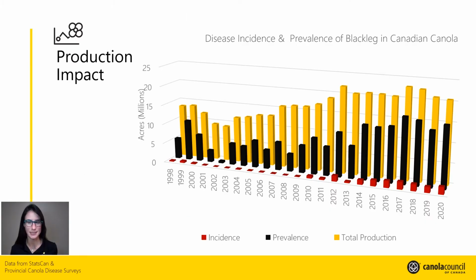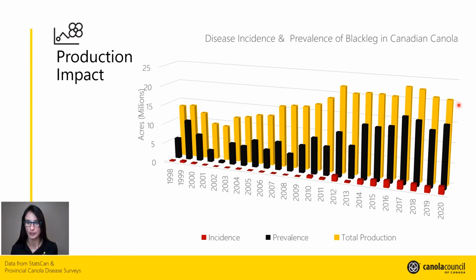So just to help set the stage on the production impact blackleg has here in Canada, it's really good to understand the disease levels. Here in Canada, we grow a lot of canola, and the yellow bars represent the total production in millions of acres. So you can see we've been the last few years up around that 20 million acres of canola.